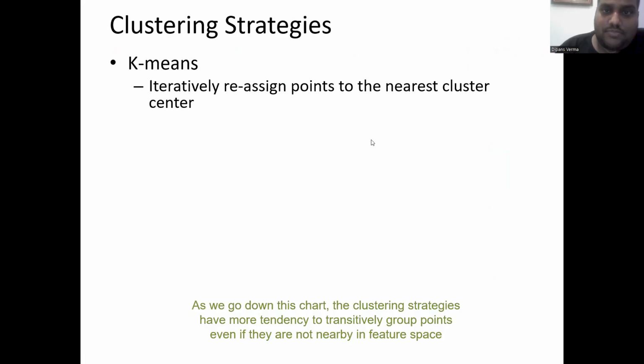K-means usually reassigns points to the nearest cluster center. As we go down this card, clustering strategy has not used them. They are not nearby in the feature space. Assign point to the nearest cluster center. K-means.